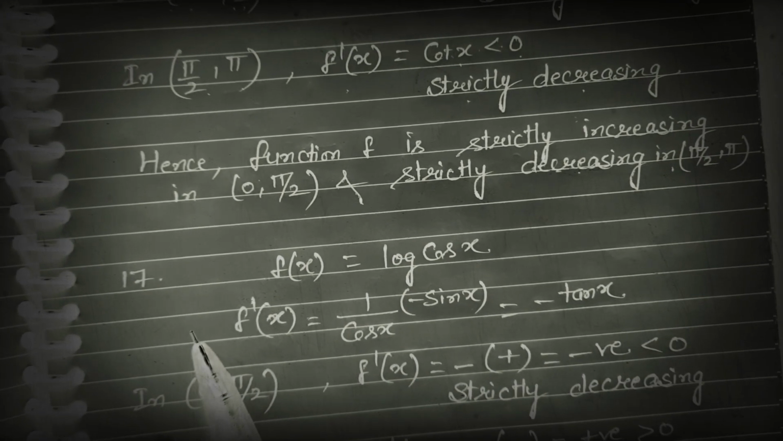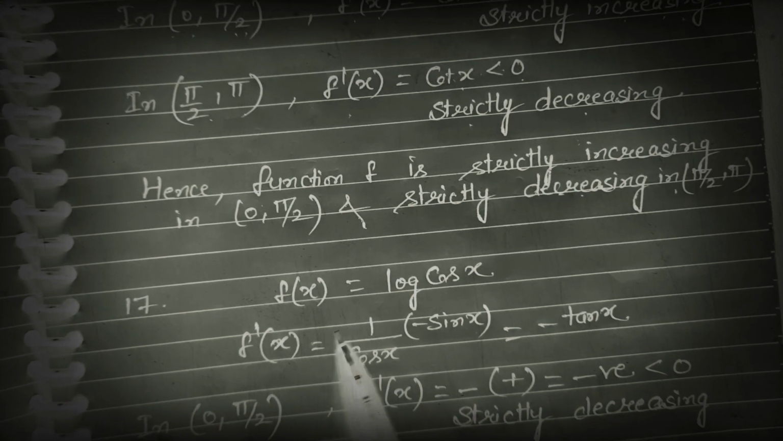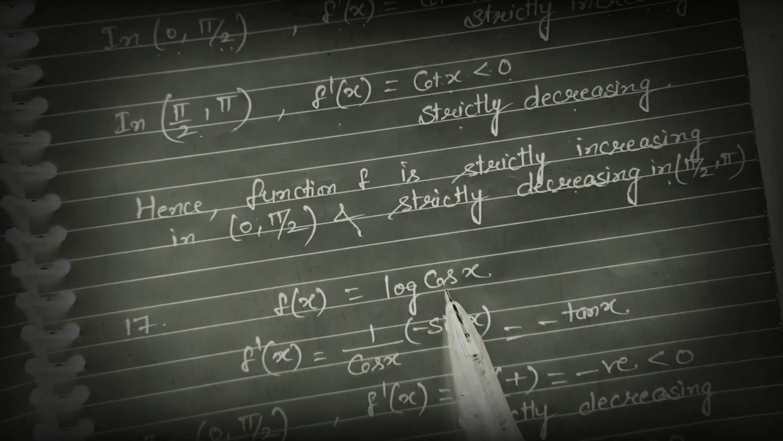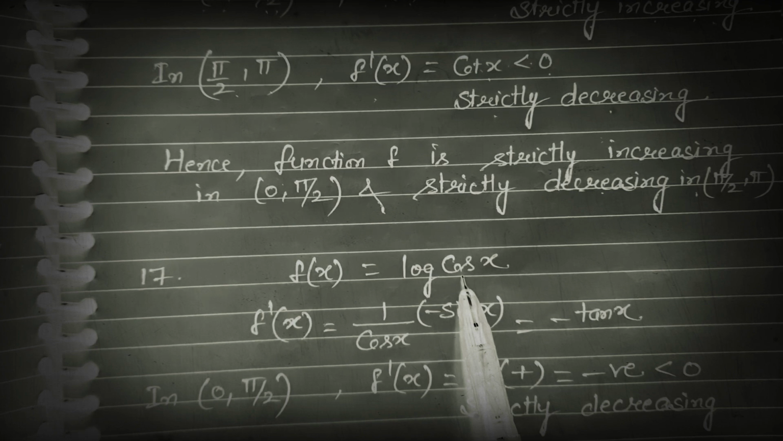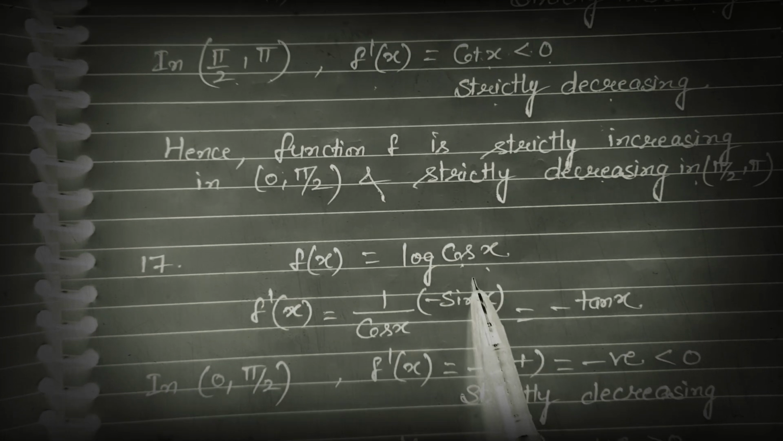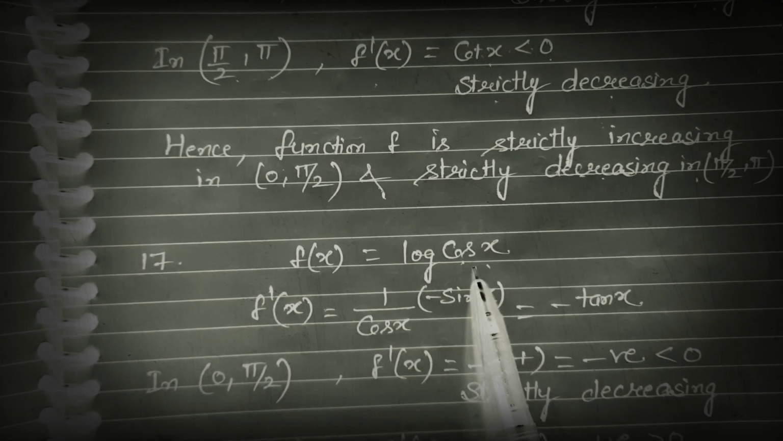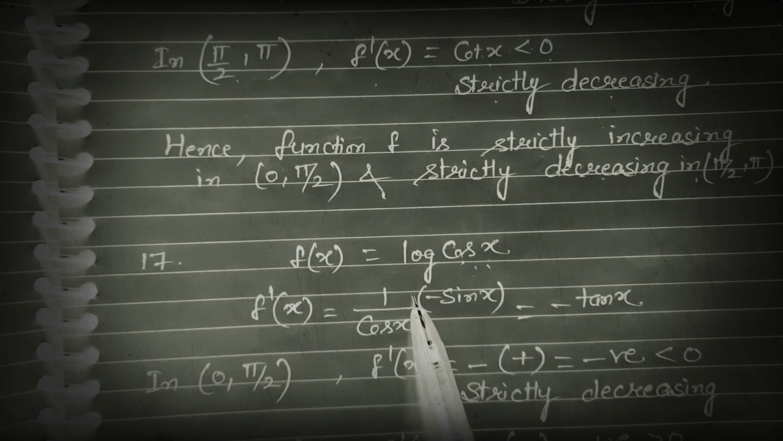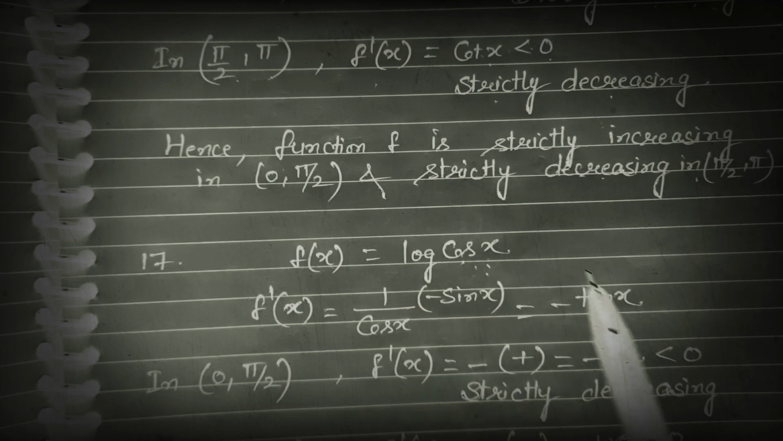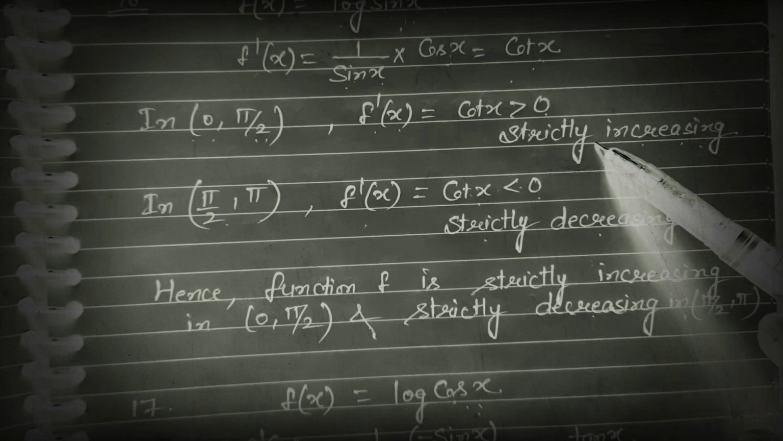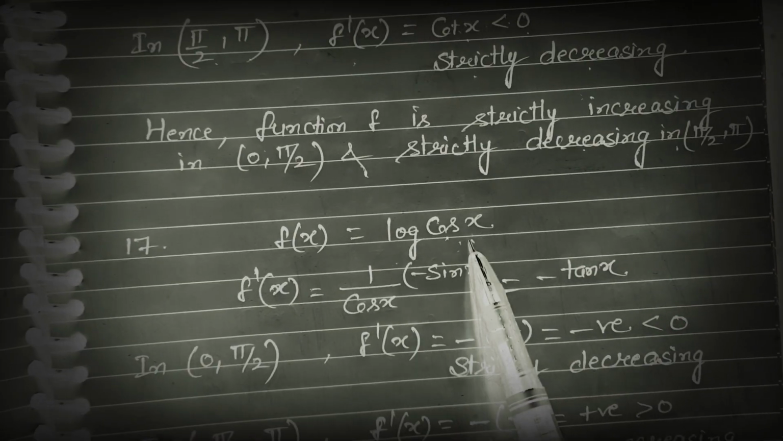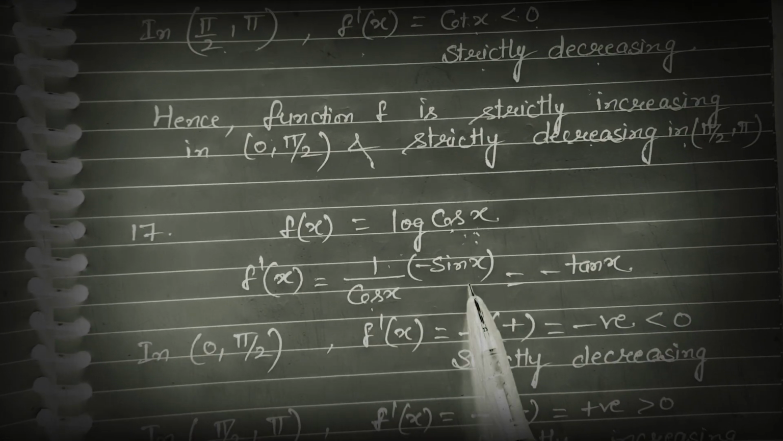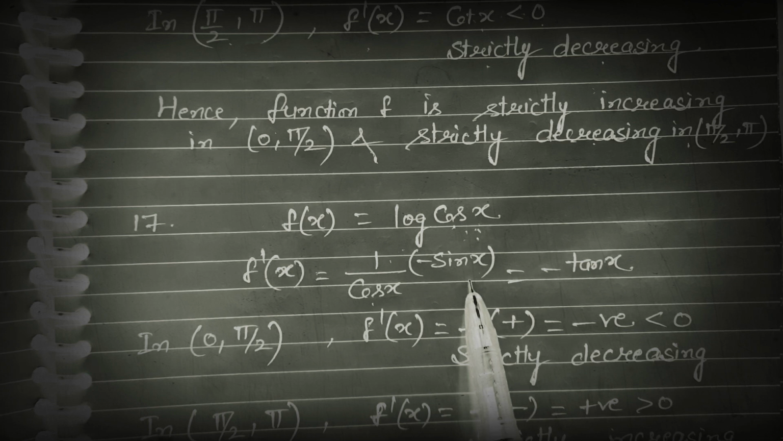17 is same as 16. f x is equal to log cos x, and we have to show that this function is strictly decreasing in 0 to pi by 2, and in pi by 2 to pi it is strictly increasing. Just opposite of the previous question. So the derivative of log cos x will be 1 upon cos x into the derivative of cos x, which is minus sin x.